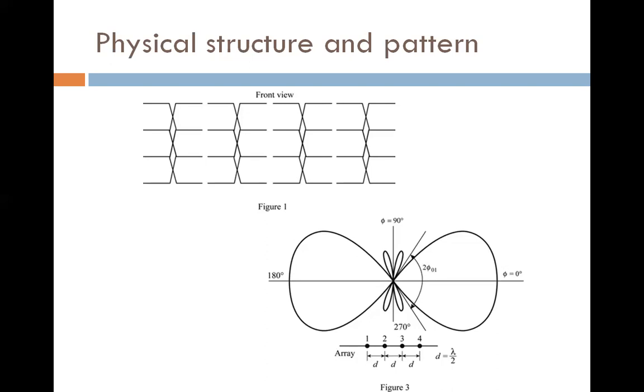And in figure 3, see the arrangement in the form of point number 1, point number 2, point 3, and point 4. So here we use 4 dipoles to make the one antenna. So which antenna? Broadside. And see the distance between two dipoles is the same distance, d equal to lambda by 2.